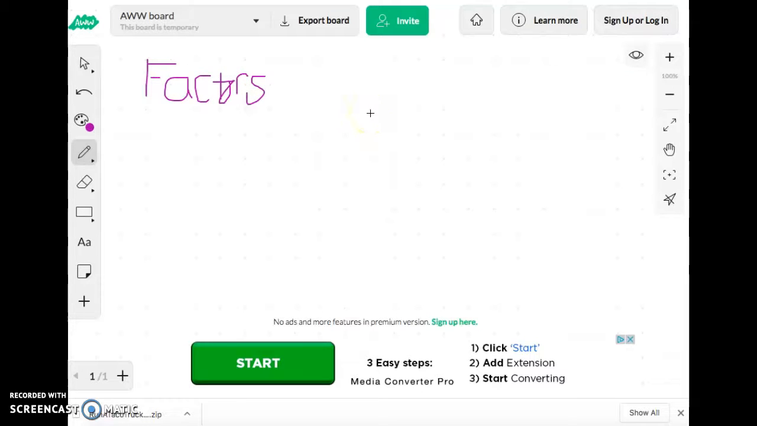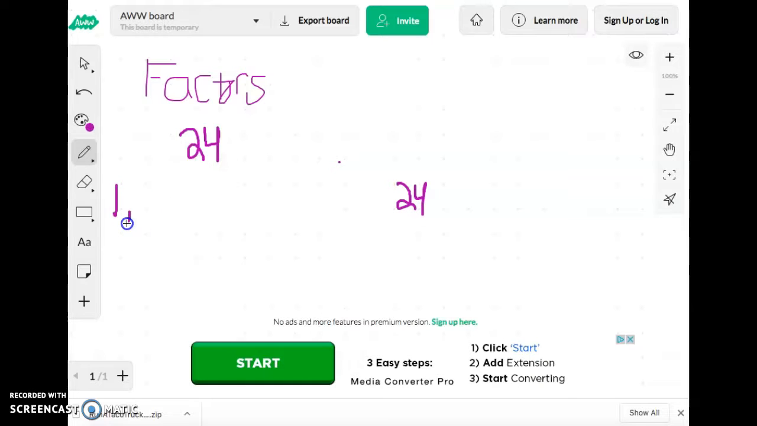And a factor is a number that is multiplied by another number to find that product. And product is an answer to a multiplication problem. Let's try that. So we're going to find the factors for 24. You always start with the number 1 because 1 times anything is itself. So I'm going to put a 1 over here and a 24 over here.